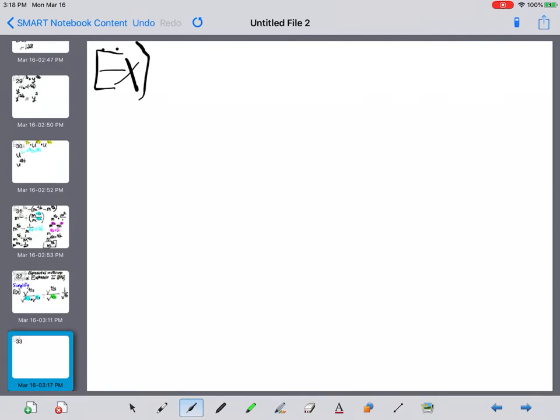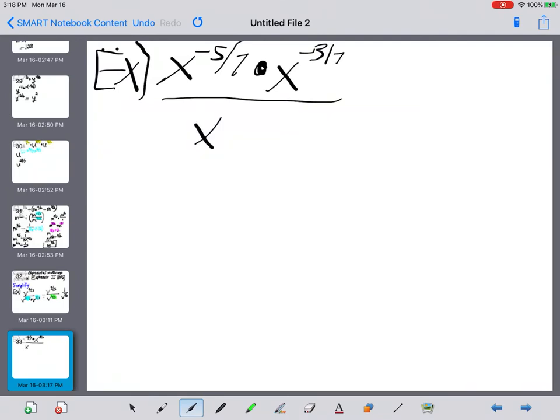That's what we have. Alright, so x to the negative 5/7, and we're multiplying that by x to the negative 3/7, and all of that is over x to the negative 9/7. So here we have a bunch of negative exponents.